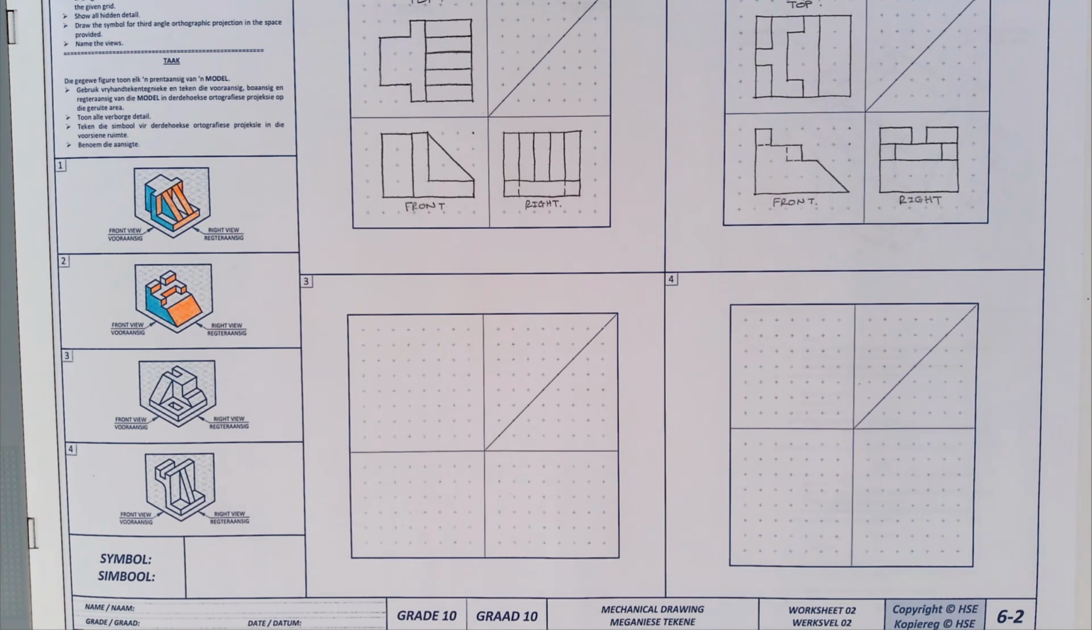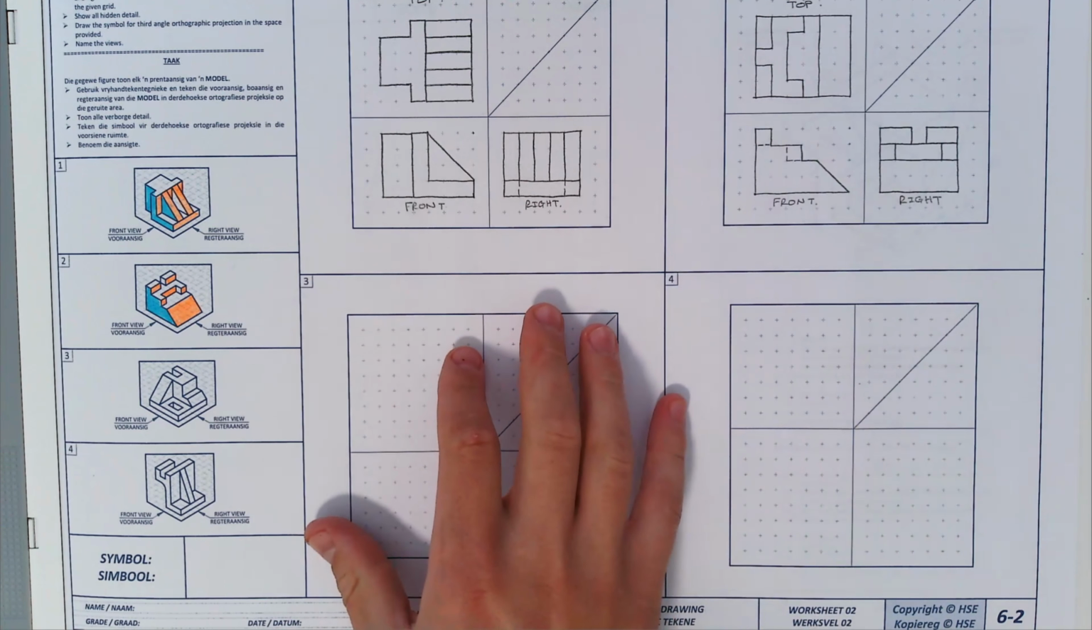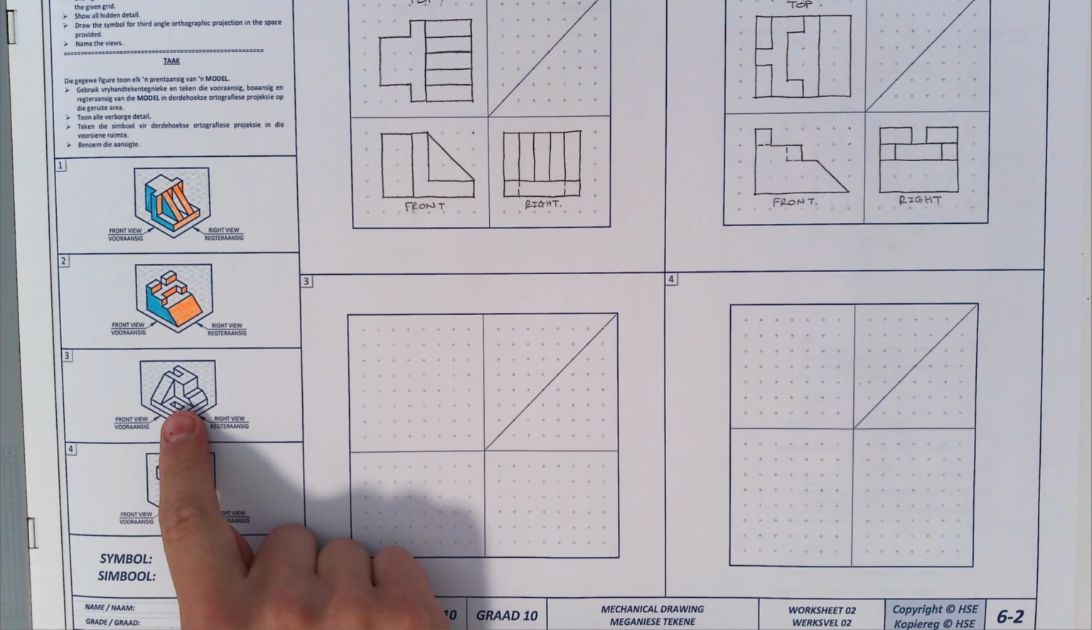We strive to make EGD as simple as possible. In today's lesson, we will look at a mechanical drawing in the grade 10 HSE Workbook, page 6-2. We already did number 1 and number 2. In this video, we will focus on number 3.